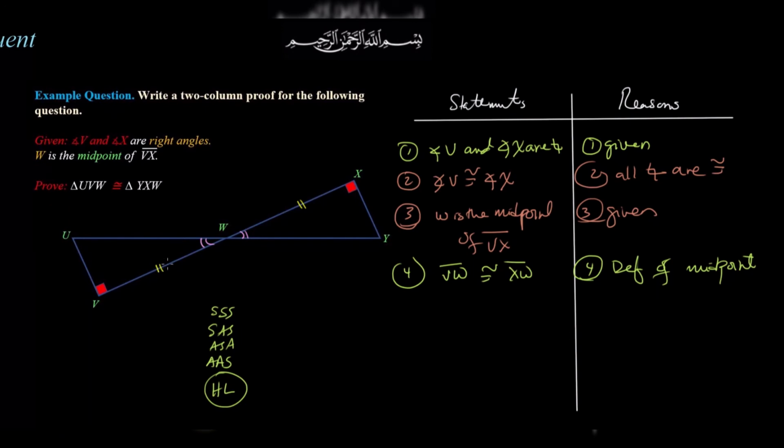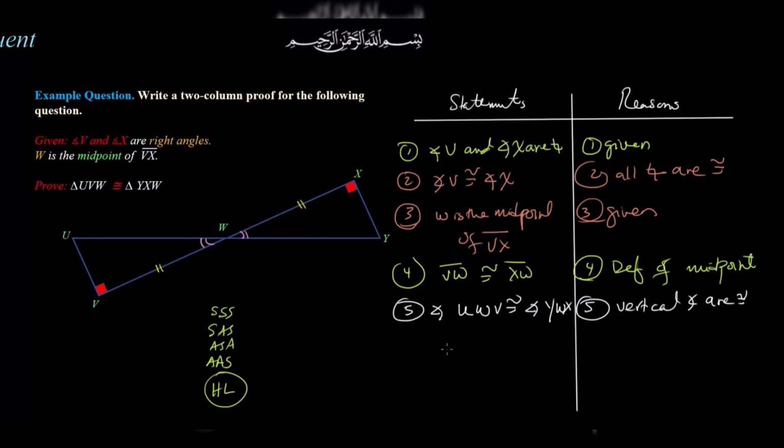So we got those angles congruent, we got this angle congruent, and we just have to get the vertical angles, and then we got our angle side angle. So 5. Angle UWV is congruent to angle YWX. Why? Because they are vertical angles. Vertical angles are congruent. Ta-da!